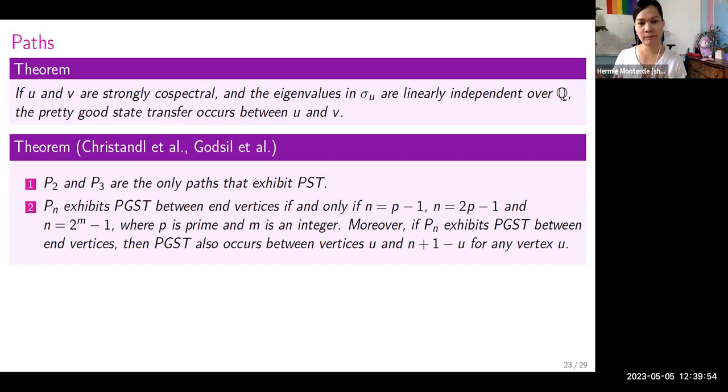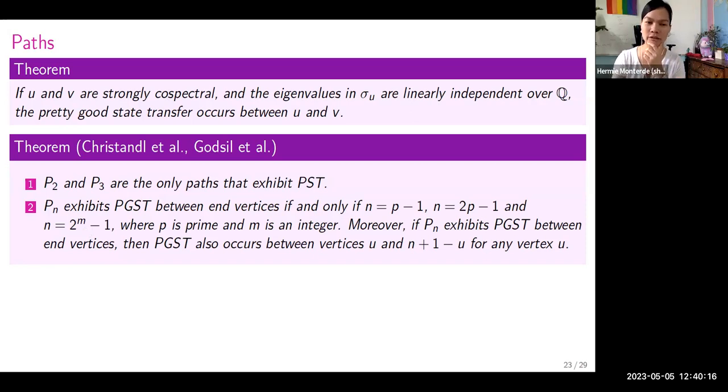Okay, first here, unfortunately for paths, P2 and P3 are the only ones that exhibit perfect state transfer. And that's right, so it's very rare. So people are like, okay, fine, let's study the PGST instead. It turns out that for paths, there are infinitely many that exhibit pretty good state transfer.